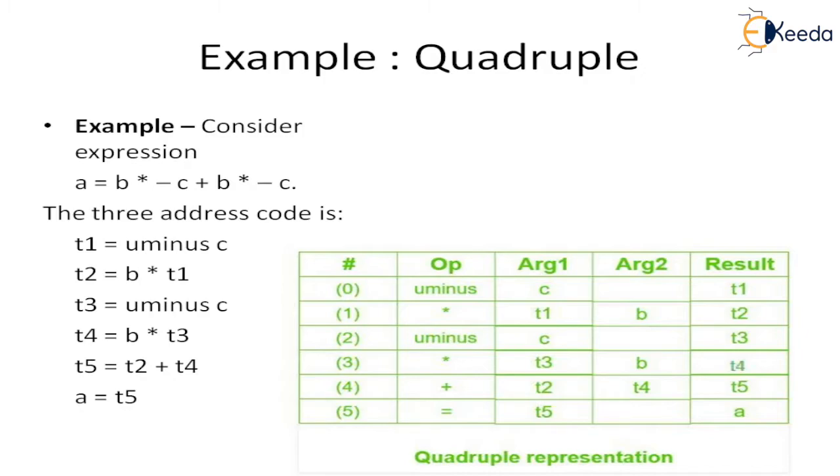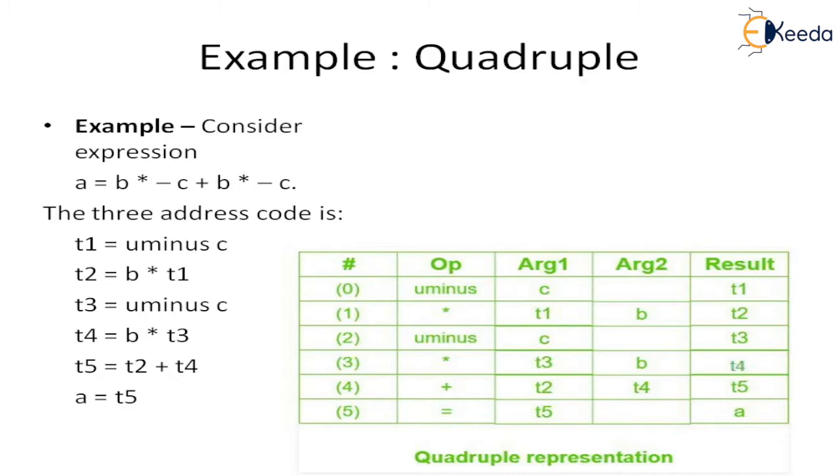Just refer to the example. The three address code is generated for the particular example. After that, we can generate the quadruple representation. Quadruple representation contains a table which contains the different operation steps T1, T2, T3, T4, T5, T6. So for that, steps 0 to 5 are there. After that it contains OP, that is the operator, argument 1, argument 2 and result.